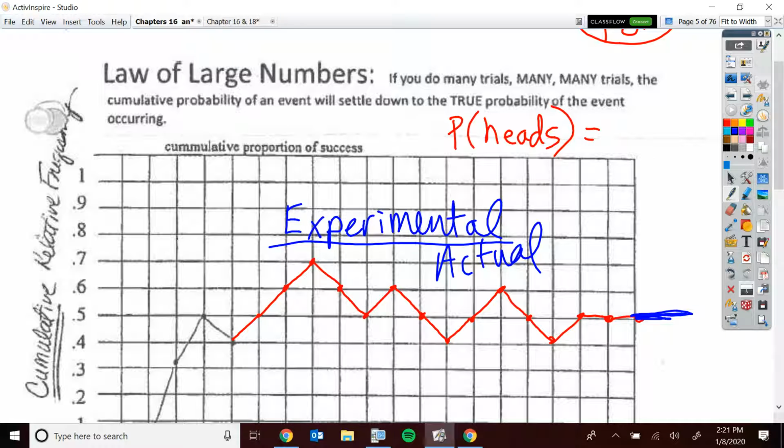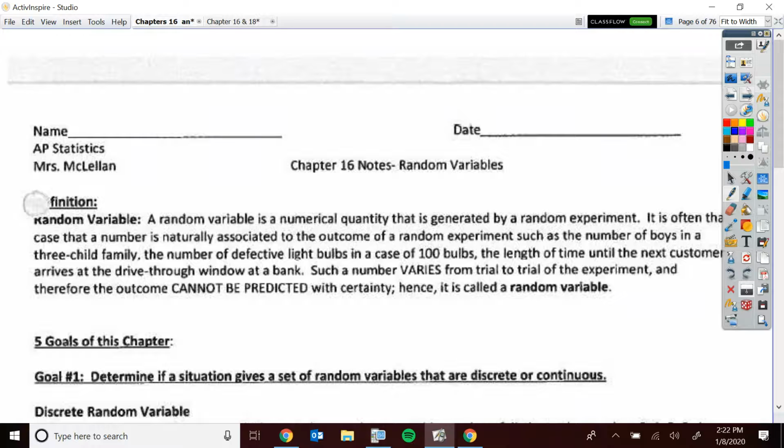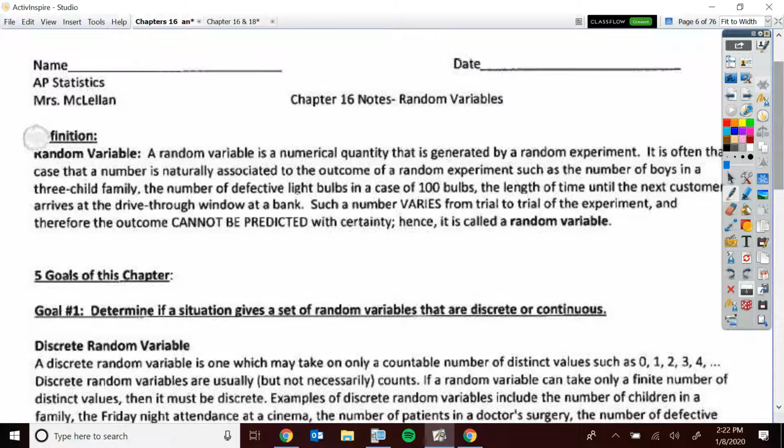Now, what's that called if I expect it to settle down to, in this case, 50%? What kind of probability is that? Not experimental, but what? Theoretical, yeah. So theoretically, here is what should happen. So we know in the long run, our experimental is going to settle down to the theoretical. All right. This is just a little review, because this is important to all the probabilities we do with our random variables. So turn the page and let's take a look at our random variables notes.